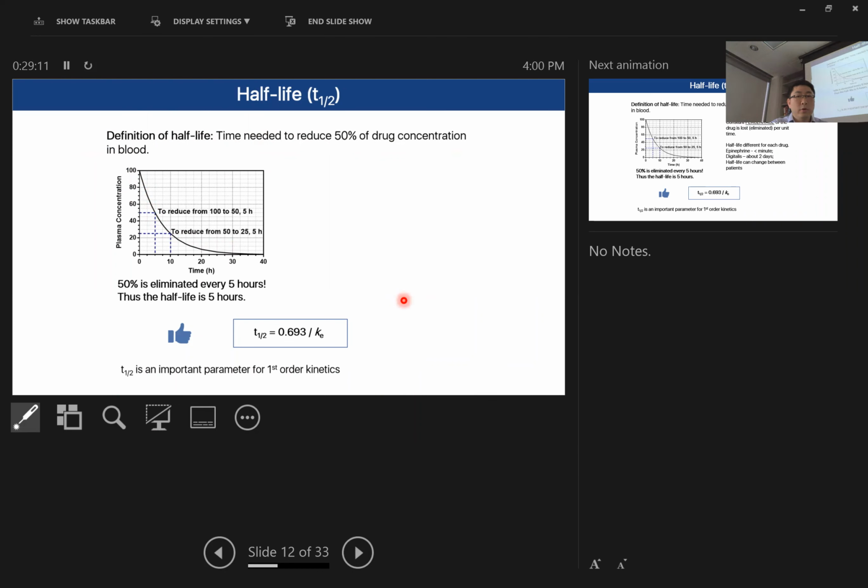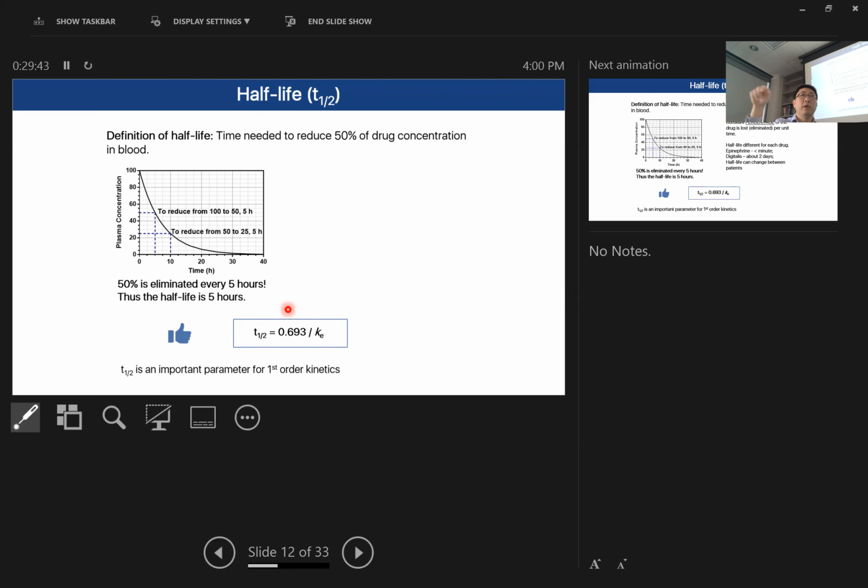Remember, this is first order kinetics, a single exponential decay, and it has a so-called elimination rate constant. We use Ke for the elimination rate constant. If you know Ke, you can easily calculate the half-life, which is 0.693 divided by Ke.